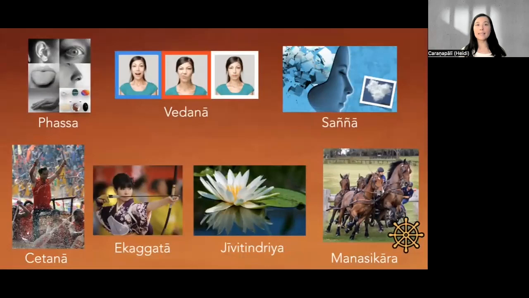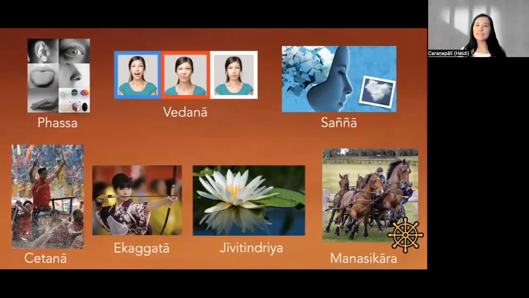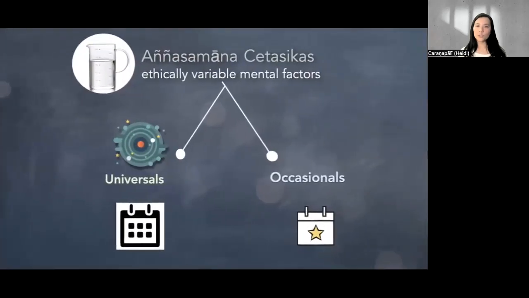Now remember, they are ethically variable, so they can associate with kusala and akusala. So depending on the other cetasikas, they can direct the mind to unwholesome things, or they can have one-pointedness towards unwholesome things, or to wholesome things, or also neutral as well. Okay. So this is the universal group. Next, let's go to the occasionals.